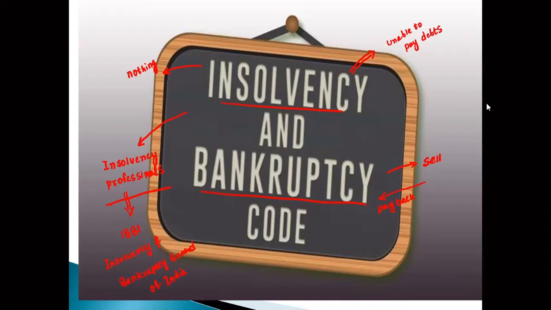Now, insolvency is in the concurrent list. The main challenge for the Insolvency and Bankruptcy Code 2016 is that insolvency is in the concurrent list. So if it is in the concurrent list, both the Centre as well as the states can make a law. Is it clear? That is a major problem. Now this is a regulatory body.